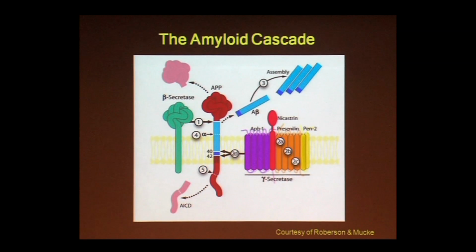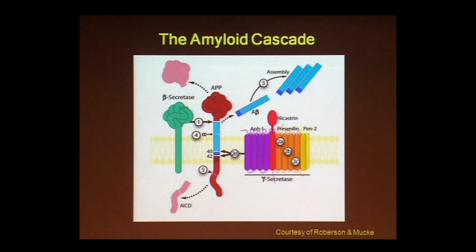Now, the normal function of this protein in the brain is really not known. It seems to have something to do with fine-tuning the electrical connections between the cells, but we don't really know what the protein does. What we do know is that it can be processed in two different ways. So it can be cleaved here by a protein called alpha secretase, and that creates this waste product that the brain can recycle and get rid of.